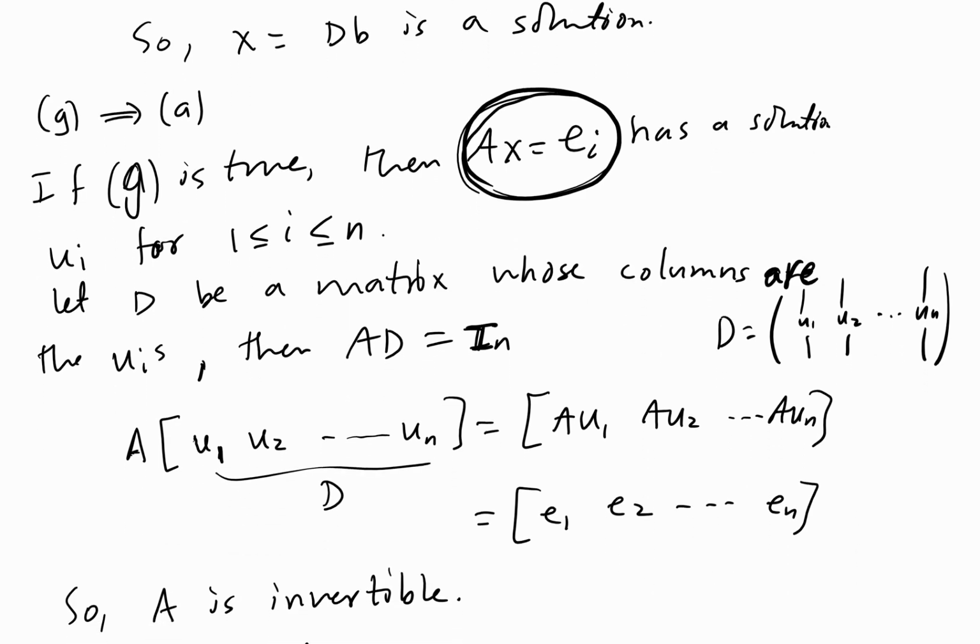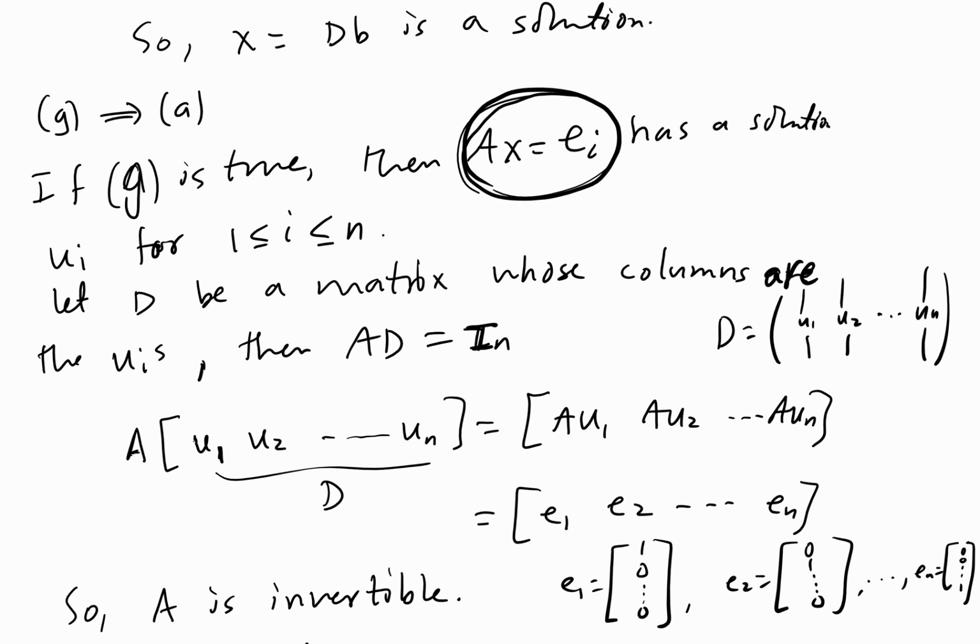Do you know what E1 here means? Recall E1 is 1, 0, and so on, down to 0. Do you guys remember that? E2 is 0, 1, all the way down to 0, and En is the last one, 0, 0, all the way to 1. So you're getting a matrix that is an identity matrix. And you know that the determinant is not 0, therefore A is invertible.